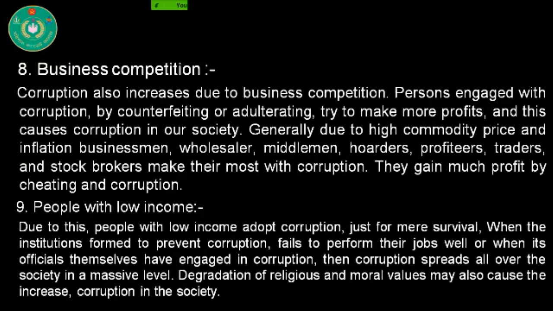Number 9, people with low income. Due to this, people with low income adopt corruption just for mere survival. When the institution that wants to prevent corruption fails to perform its job well, or when its officials themselves have engaged in corruption, then corruption spreads all over the society at a massive level. Degradation of religious and moral values may also cause the increased corruption in the society.